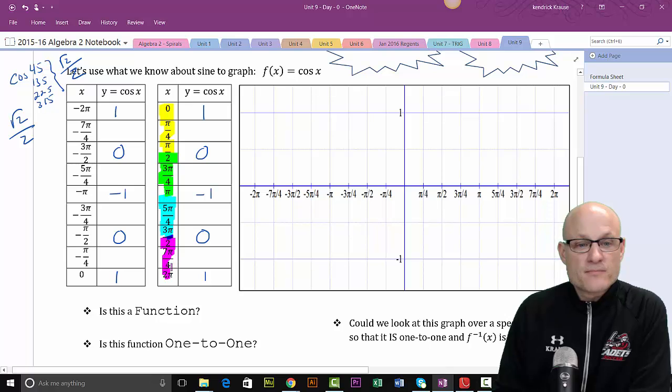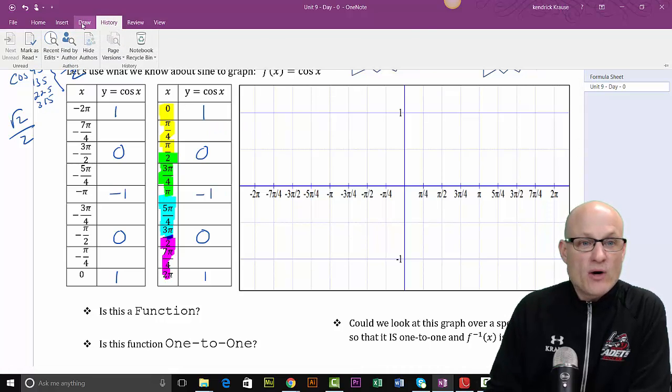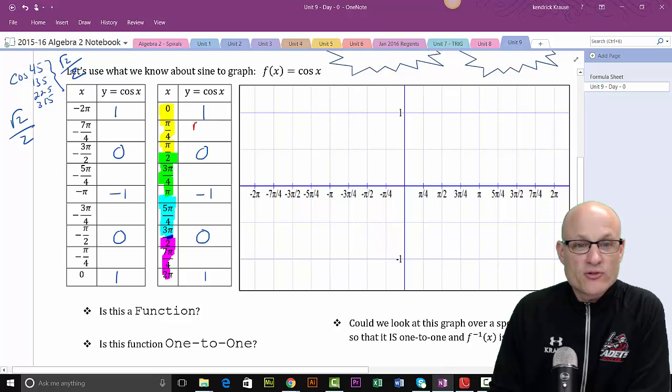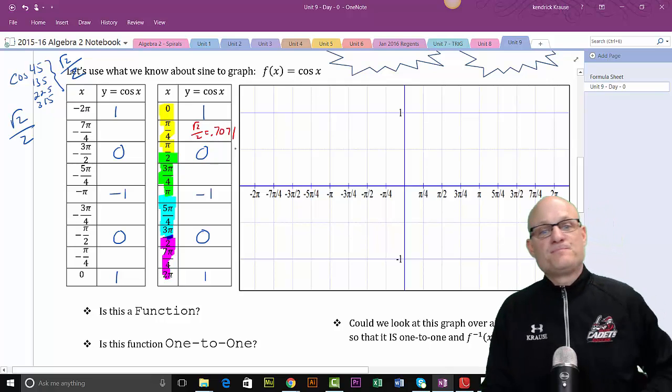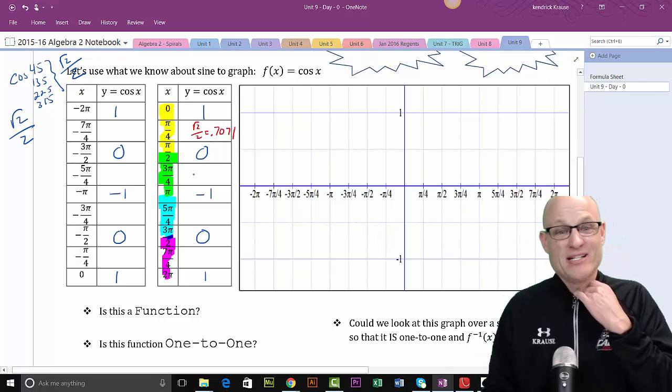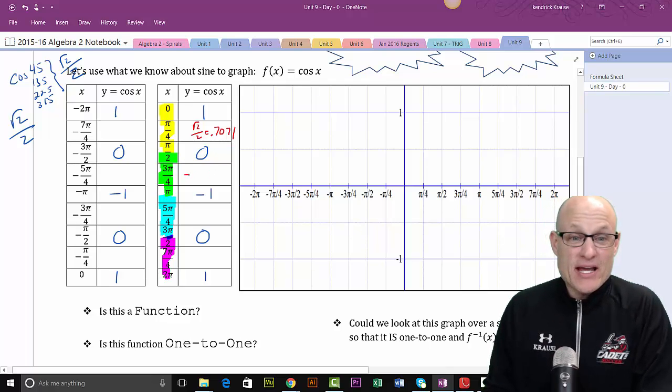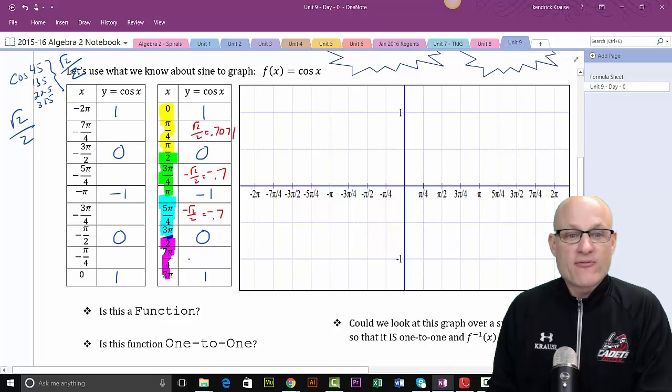So this is in the first quadrant. So in the first quadrant, I know cosine is positive. So it's just equal to square root of 2 over 2, which we know to be 0.7071. In the second quadrant, cosine is negative. So this would be negative square root of 2 over 2. And for graphing purposes, that's negative. We'll just go 0.7. In the third quadrant, cosine is negative. Negative square root of 2 over 2, or negative 0.7. And in the fourth quadrant, cosine is positive. That's the square root of 2 over 2, or positive 0.7. Now we're going to go backwards.